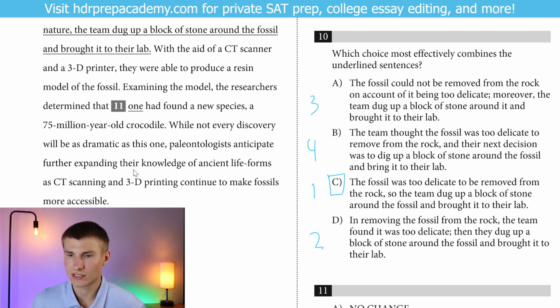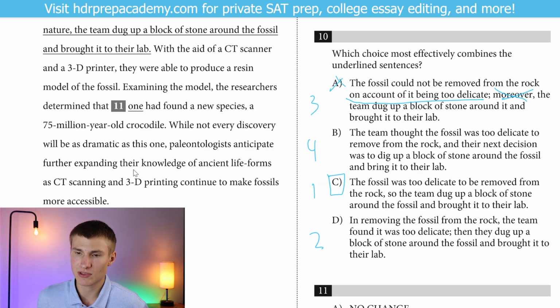So we have A, the fossil could not be removed from the rock on account of it being too delicate. And then we have, moreover, the team dug up a block of stone around it and brought it to their lab. Well, for one thing, we don't really want to include that transition word in the middle of our sentence like that. And the other thing too is saying on account of it being too delicate, that's super wordy. Okay, that's really wordy. We don't want to be wordy when we're combining sentences like that. So that's why we can go ahead and get rid of A.